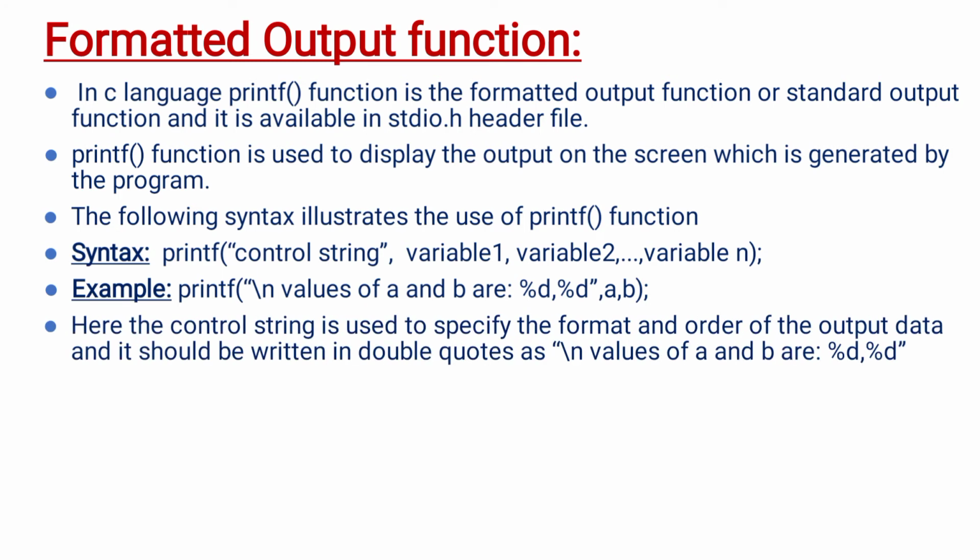Here the control string is used to specify the format and the order of the output data, and it should be written within the double quotes as shown in the example. Within the double quotes: \n, values of a and b are %d, comma %d. Here \n is the escape sequence character.